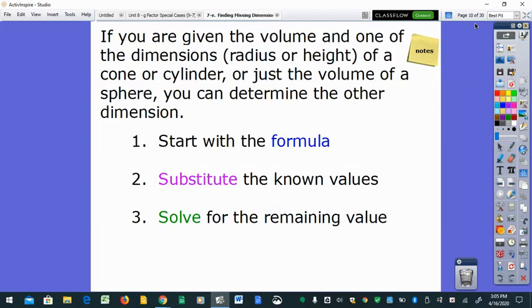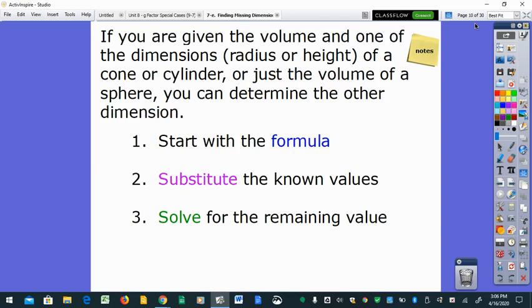Okay, today we're going to continue with our discussion about finding a missing dimension in a volume formula. Just like in our last video, where we were given the volume and a cone or cylinder's radius and had to find the height, today we're again given the volume, but this time we're given the height in the cone and cylinder and look for the radius. Or we're given the volume in a sphere and again look for the radius. It's going to be those same steps with one little additional thing at the end, and we'll get to that in a second.